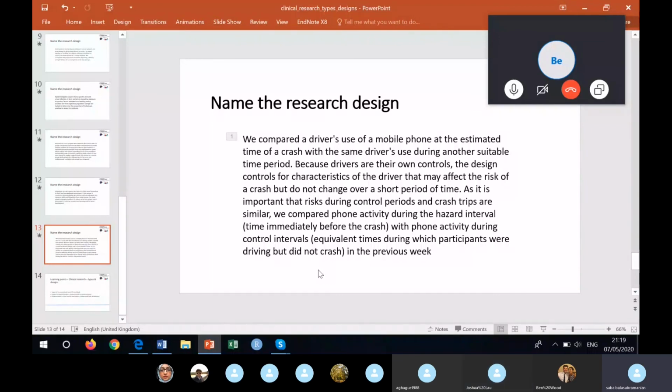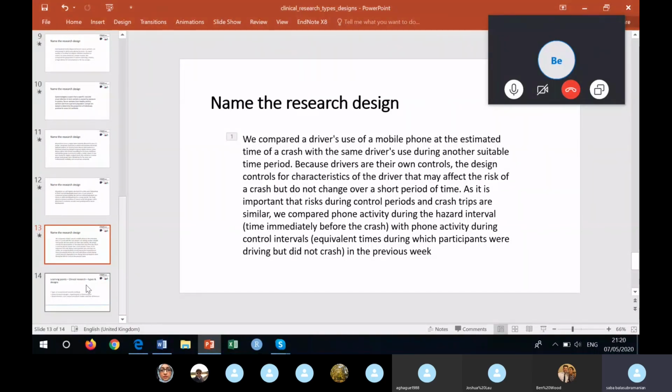Correct. So you're starting off with people who crashed, right? And then you're looking at their own use of phone sometime before. So essentially, it's a case control study. The slight oddity being that the drivers are their own controls. Yeah, so it's crossover. So it is clearly a case control study because you started off after the endpoint has happened, after the crashes have happened. Okay, and you're looking at previous exposure. Right, great. So this is a case control study with a slight variant.